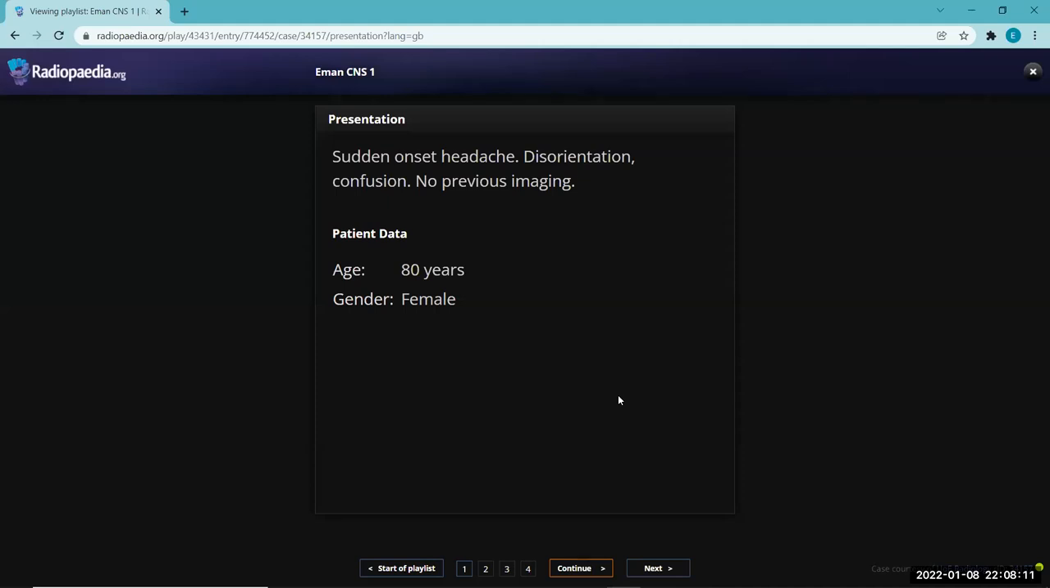Okay, so 80-year-old female, sudden onset headache, disorientation, confusion, no previous imaging.